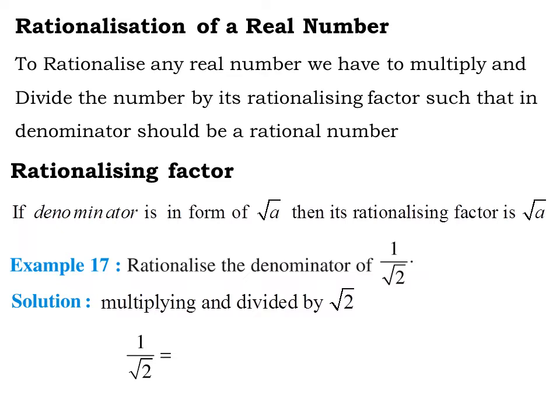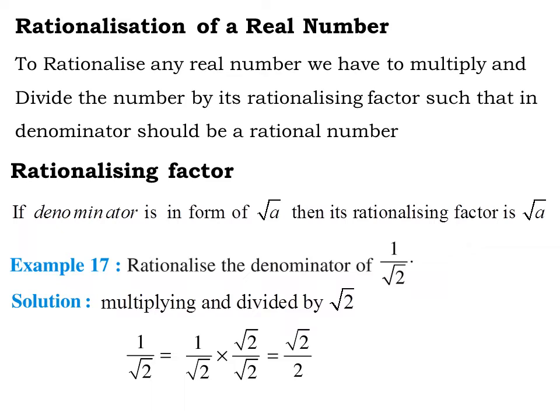1 by root 2 equals 1 by root 2 into root 2 by root 2. Now in the denominator, root 2 into root 2 will become 2, using the property which we learned in a previous video. So it can be written as root 2 divided by 2. This is the rationalizing of a denominator, such that the denominator is a rational number. This is one kind of rationalizing factor.